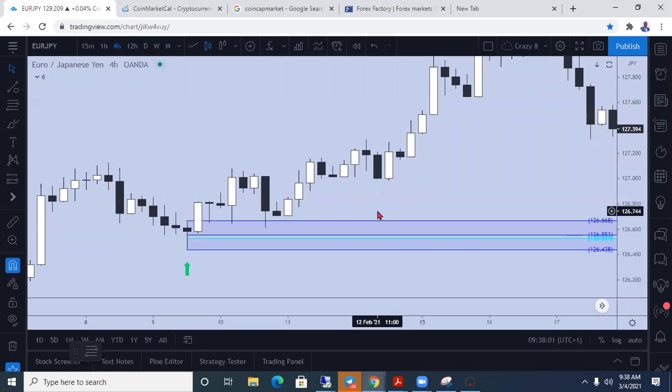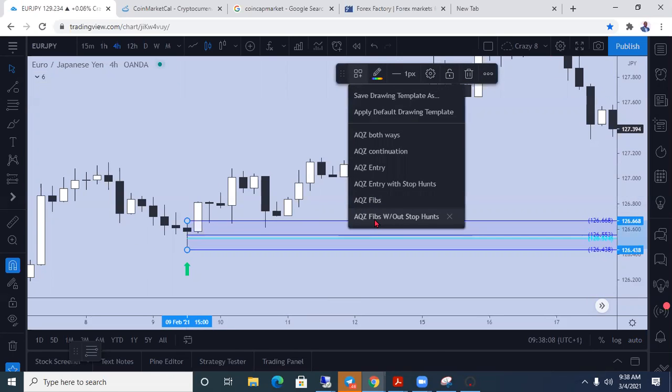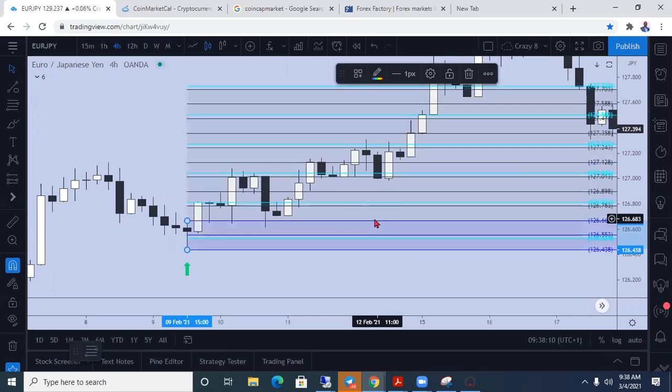How would BTB help us take our trade? Now we have, let's do the normal fib. It will be B without stop hunts. Boom, so we'll have something like this. The first one tapped at TP1, second one tapped TP2, third one went away.